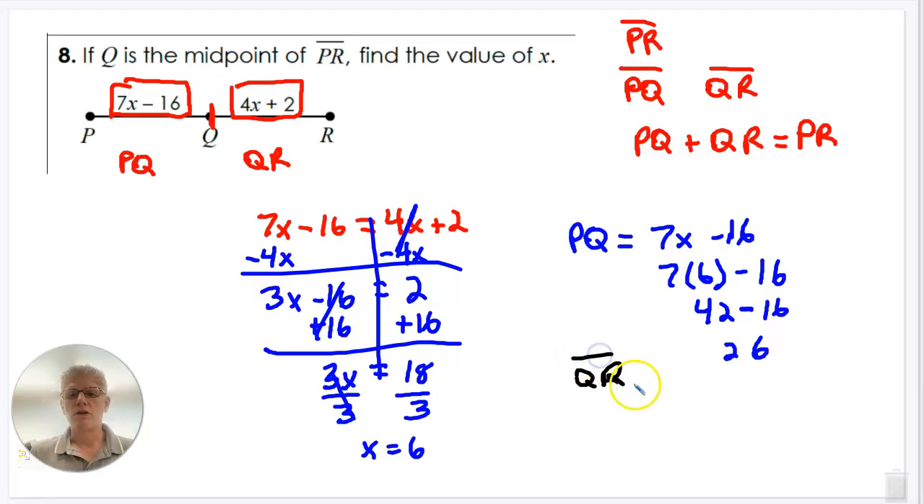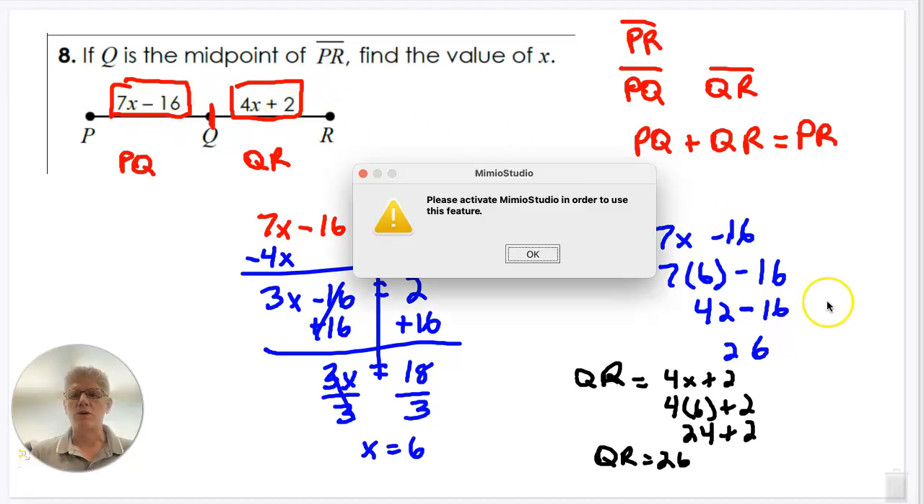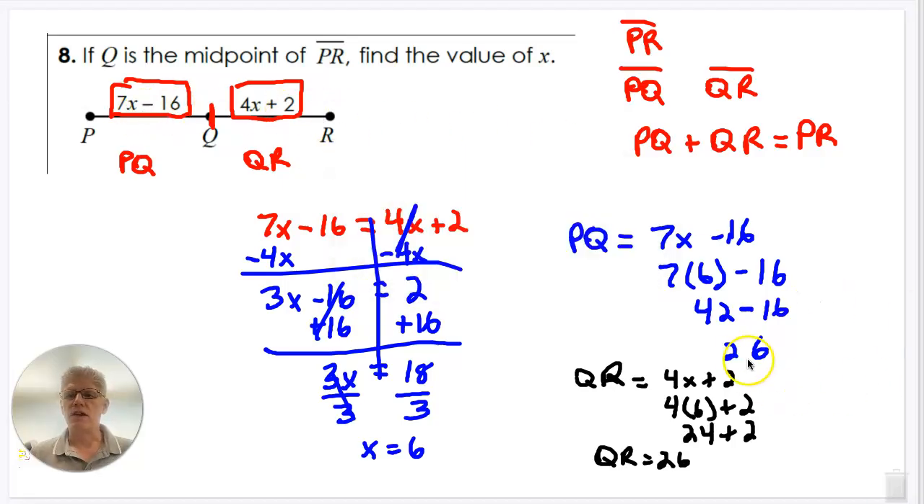And likewise, if we wanted to find the measure of QR, the length of QR is equal to 4x plus 2. And x, I know, is equal to 6, so 4 times 6 plus 2, that's 24 plus 2, so QR is equal to 26. Now you'll notice Q is supposed to be the midpoint. That would make both of these equal, and in fact it is true that they both are, because we can see that 26 is the length of PQ, and 26 is the length of QR.